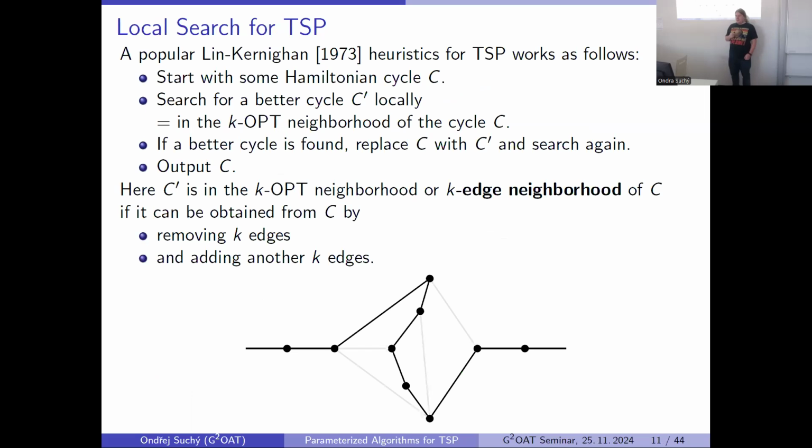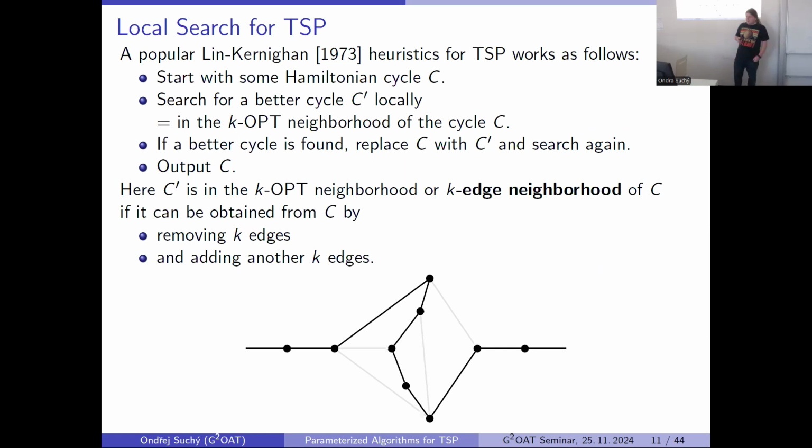To get to another parameter, let's talk about a popular heuristic for TSP, which is called Lin-Kernighan. This works as follows: start with some Hamiltonian cycle. You usually do it in a complete graph, so finding some cycle is easy. And then you search for a better cycle locally, which means in something called the k-opt neighborhood of the original cycle. If you succeed and find a better cycle, then replace the original one with this one and repeat it. So locally, you try to improve your cycle. And once you fail to find a better cycle, output the one that you have. So what does k-opt neighborhood mean? We also call it the k-edge neighborhood.